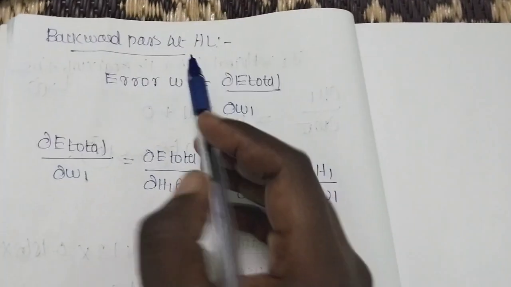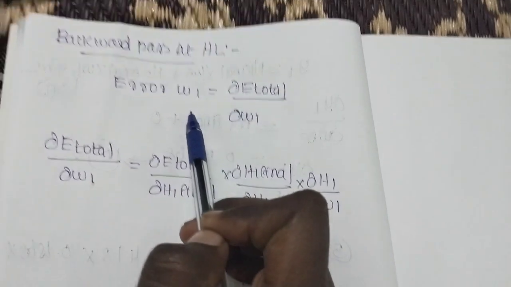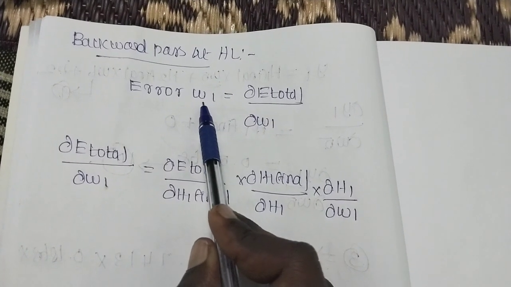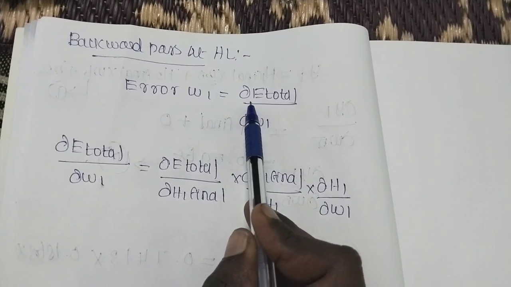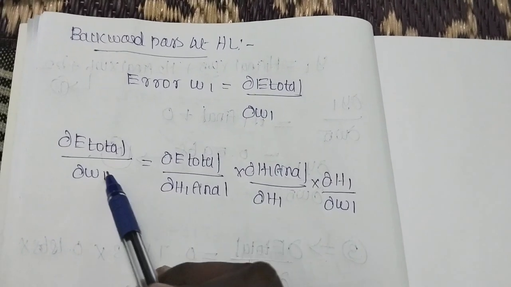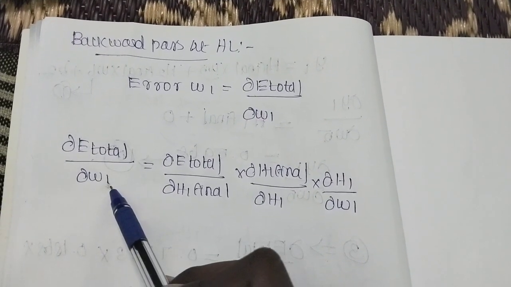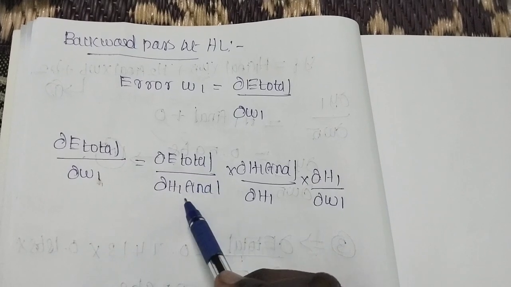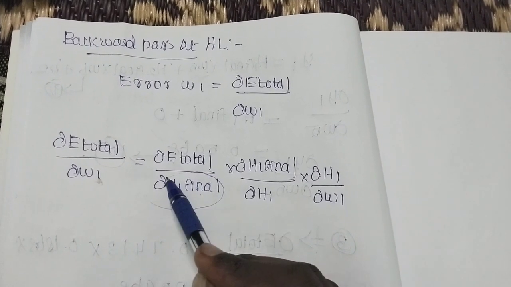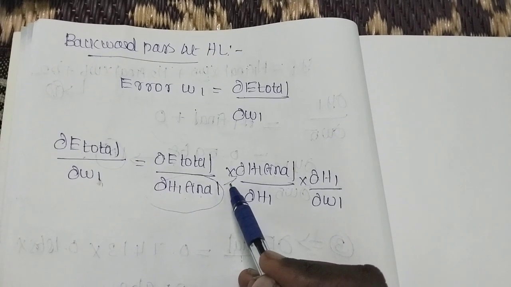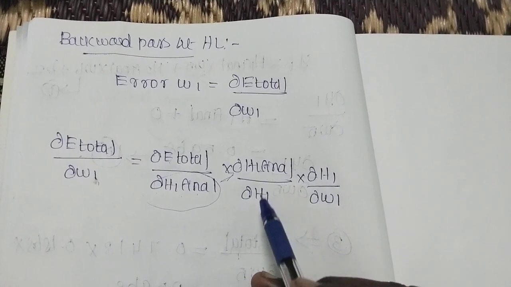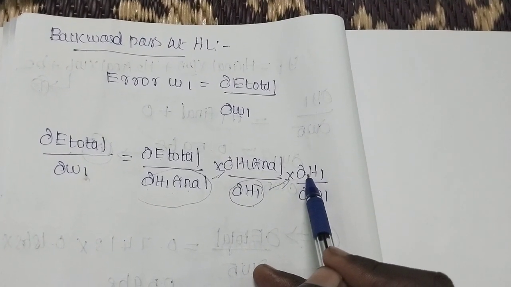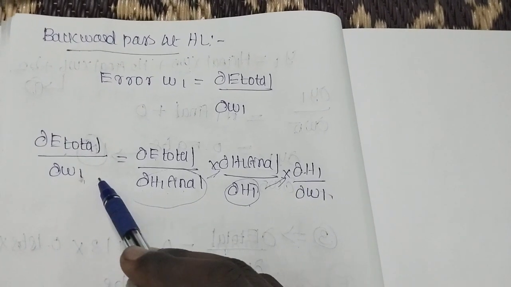Next, we calculate the error for W1 using the backward pass. I want to find the error in W1. The formula is dou E total divided by dou W1. That is the same formula, and I am expanding this equation: dou E total divided by dou H1 final. I am adding dou H1 in the denominator, which automatically adds to the numerator also, that is dou H1 final. This is the numerator in the equation.